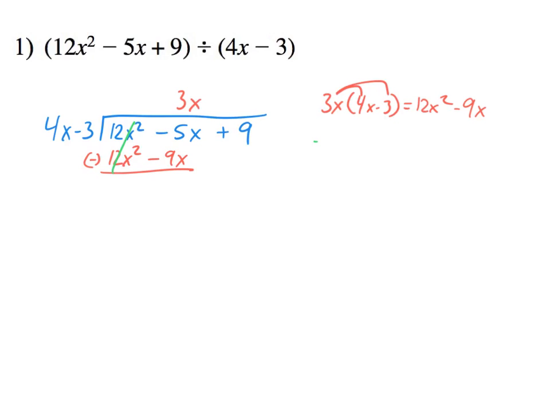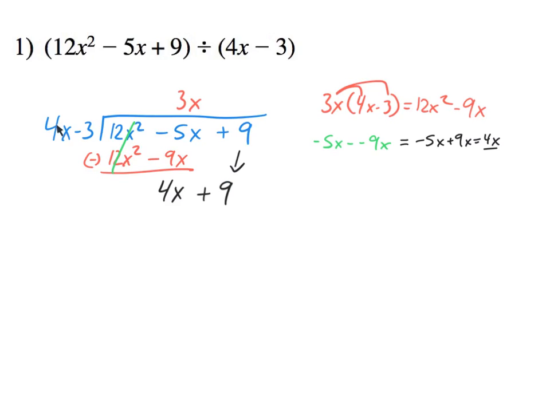And let's think for a second. What's negative 5x minus negative 9x? So when you subtract, you got to be careful. That becomes negative 5x plus 9x, which is 4x. So be careful with that. So this becomes 4x, very commonly missed. We're going to bring down that 9.